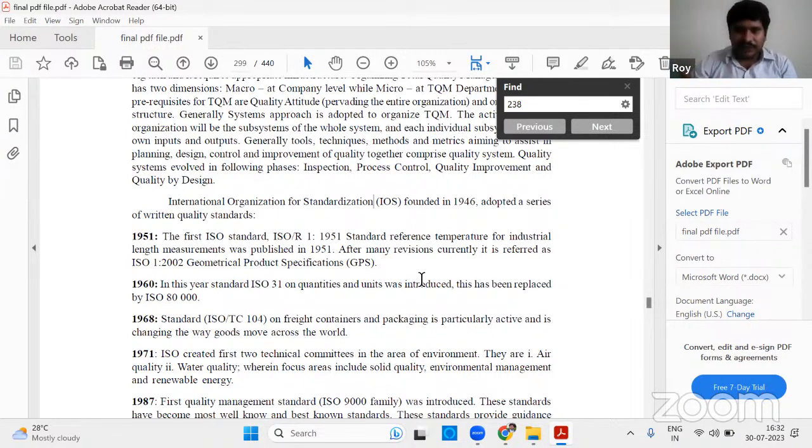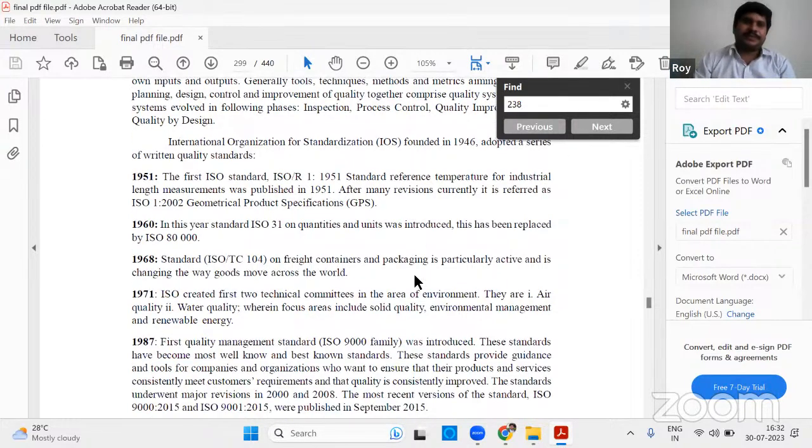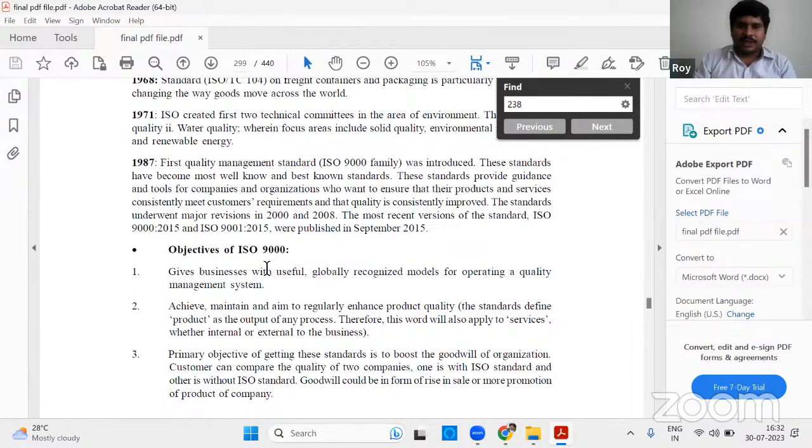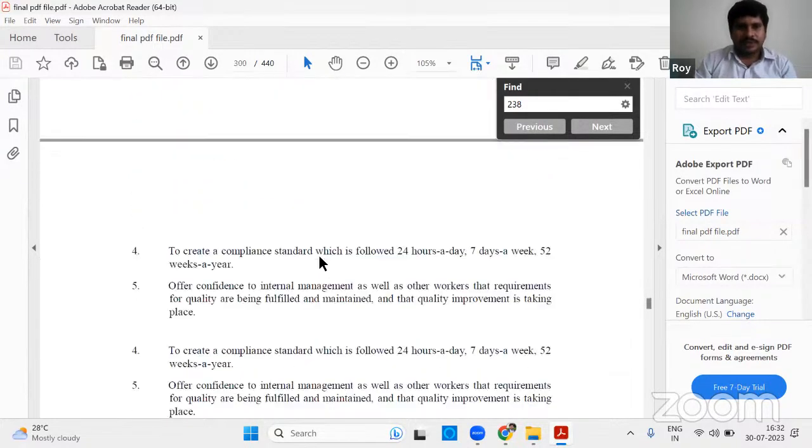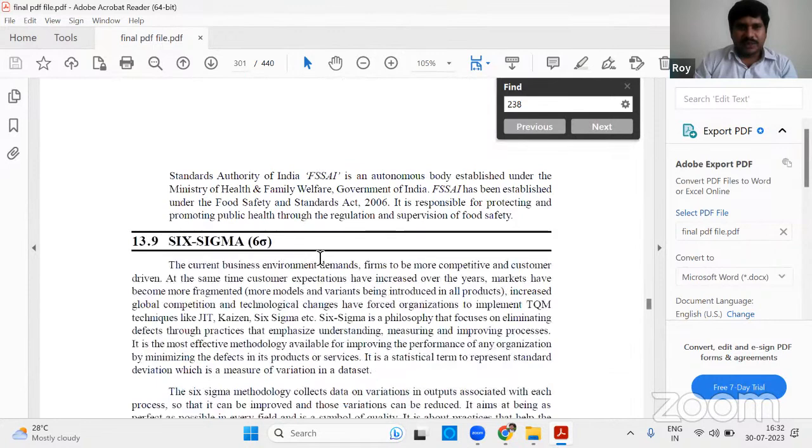Let us say 10 to 15 are there. If that college is following 1, 2, 3, 4, 5, 6, 7, 8, 9, 10, then that college will be certified as ISO certified. Okay, you can understand what the objectives of ISO are, what the standards are, and the history. You can understand this.